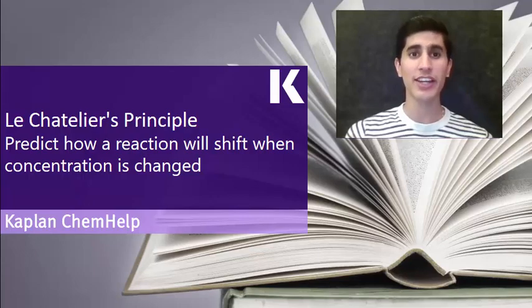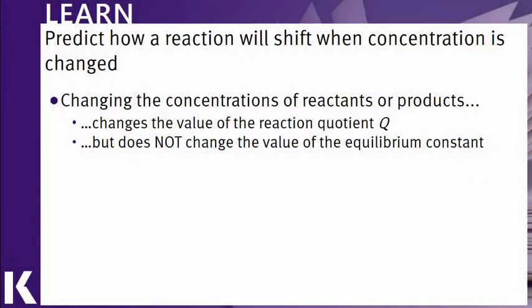Hi, I'm Samir Desai, and in this video, we'll learn how a change in concentration will cause a system in equilibrium to shift. You may have heard of the term homeostasis before. It's frequently used in biology to describe how our body changes to maintain an environment. For example, we like to state 98.6 degrees Fahrenheit.